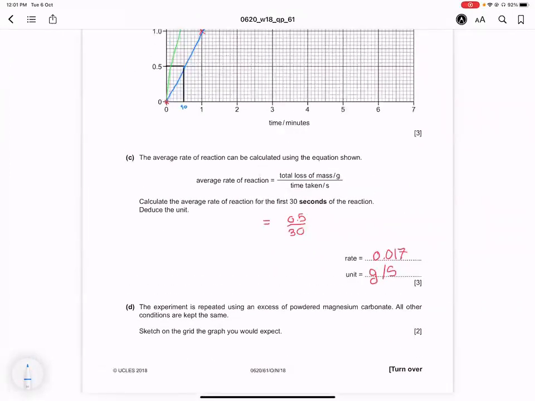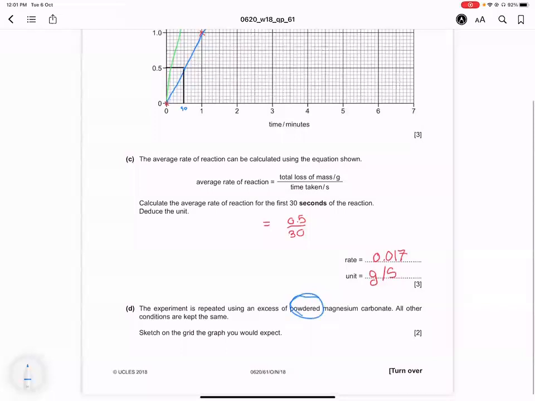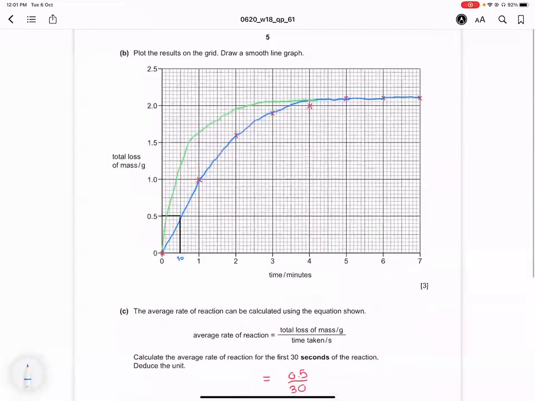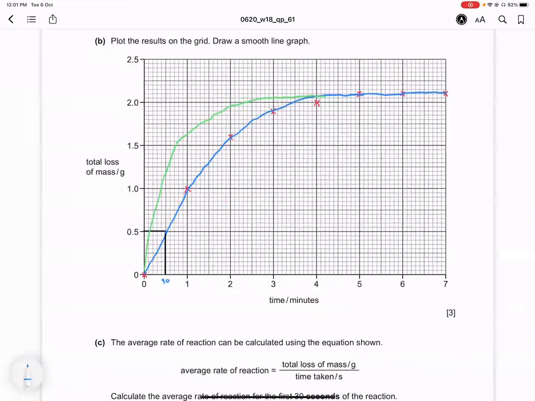D, the experiment is repeated using an excess of powdered magnesium carbonate. Powdered means that the surface area is higher, the frequency of collision is higher. And therefore, we need to draw the graph steeper, but finishes off at the same level.